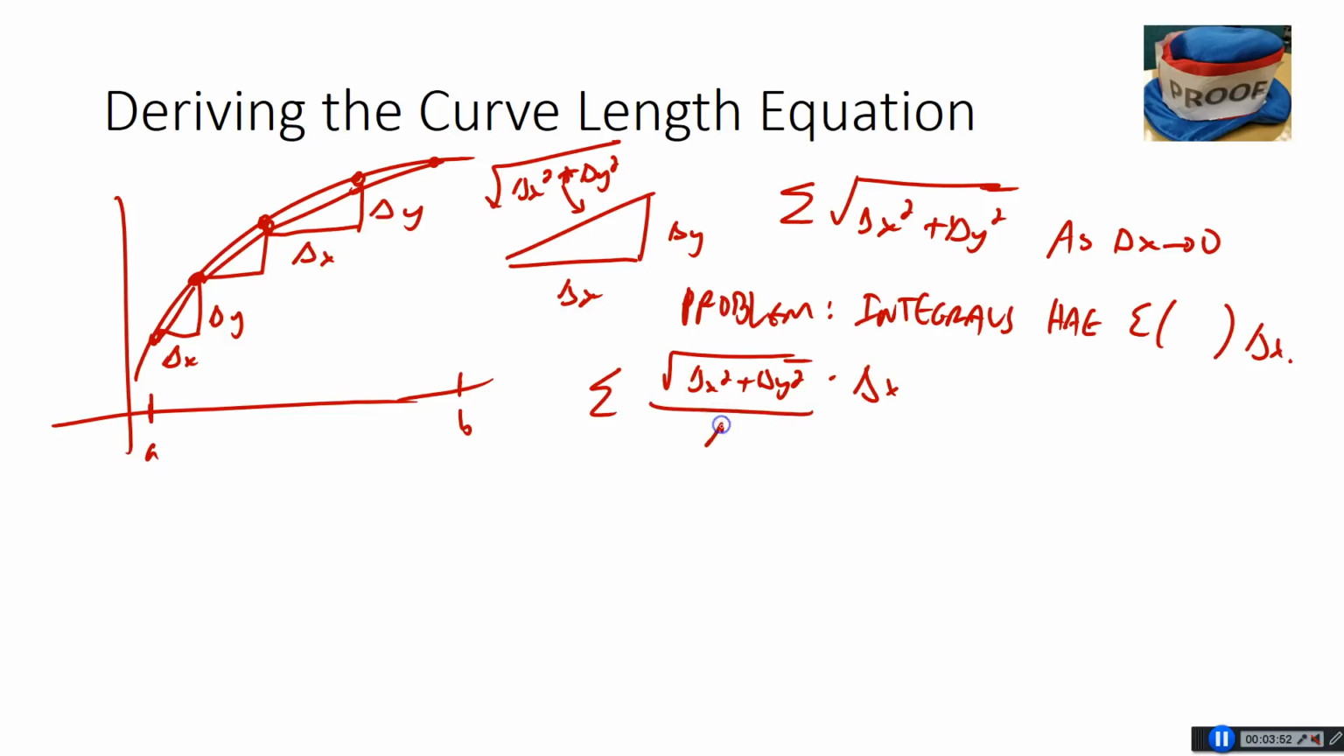I'm also going to divide by delta x. So I haven't done anything. I've just multiplied by 1. I just multiplied and divided by delta x. And now we have the delta x at the end, and we're going to see if we can make this inside part look a little prettier.